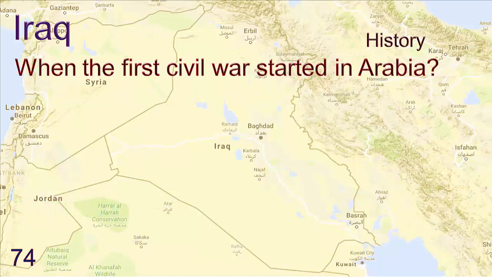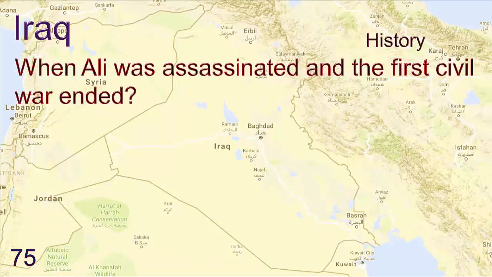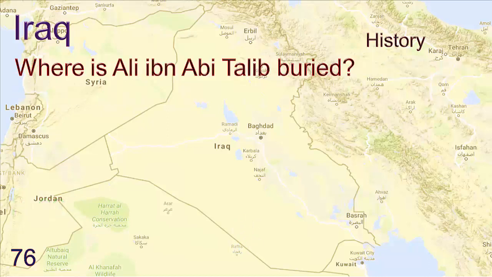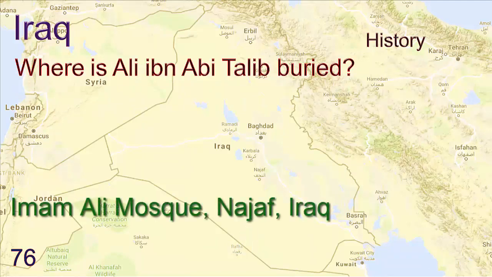When the first civil war started in Arabia? In 656. When Ali was assassinated and the first civil war ended? In 661. Where is Ali ibn Abi Talib buried? Imam Ali Mosque, Najaf, Iraq.